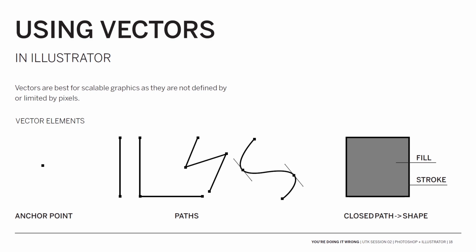And of course, when you get a closed path, you create a shape, which then creates a fill. And fills can be any color you want. You can actually modify the fills and the strokes differently, and we'll look at that later on as well. So there's lots of ability to modify the way your vectors look.